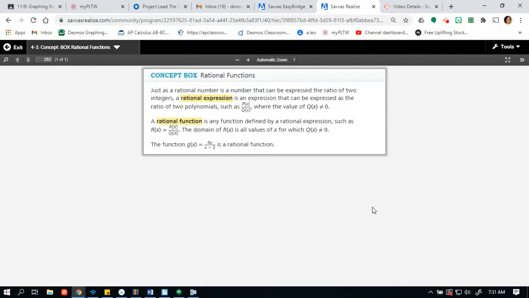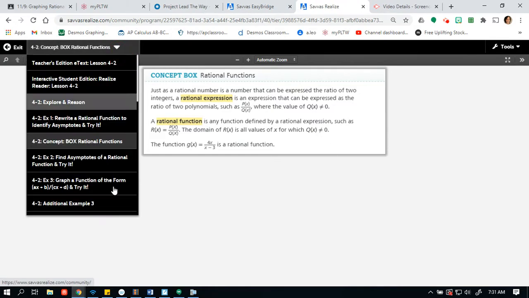So a rational function is any function defined by a rational expression, such that r of x, the rational function, is equal to p of x divided by q of x. And the domain of r of x is the values of x for which q of x does not equal 0, because again, that goes back to the undefined denominator. So the function g of x equals 4x divided by x minus 3 is a rational function. And in our case, the domain does not include 3, or x equals 3.